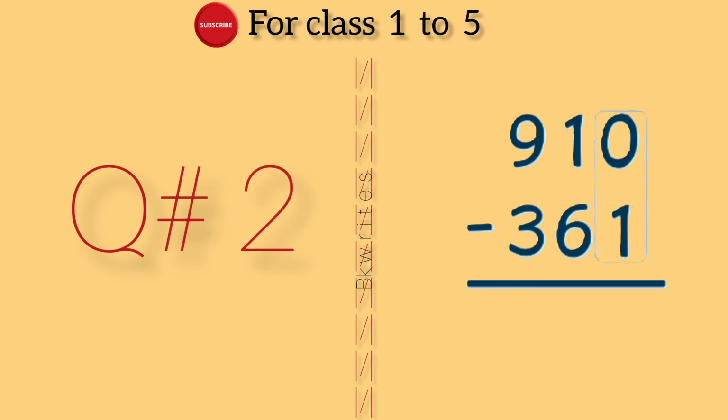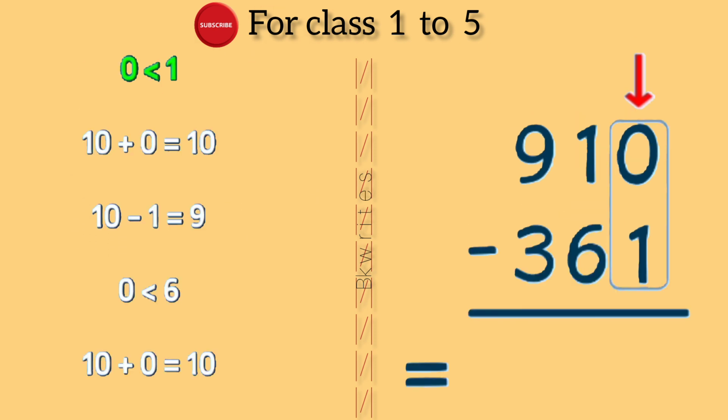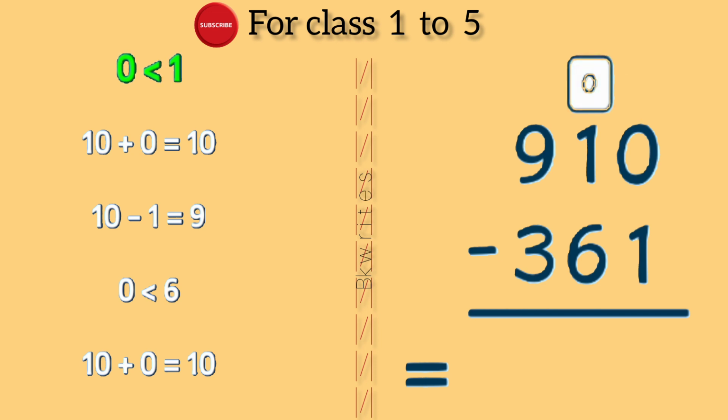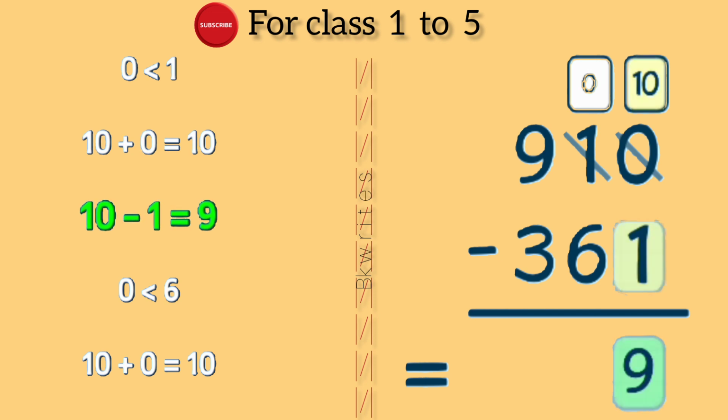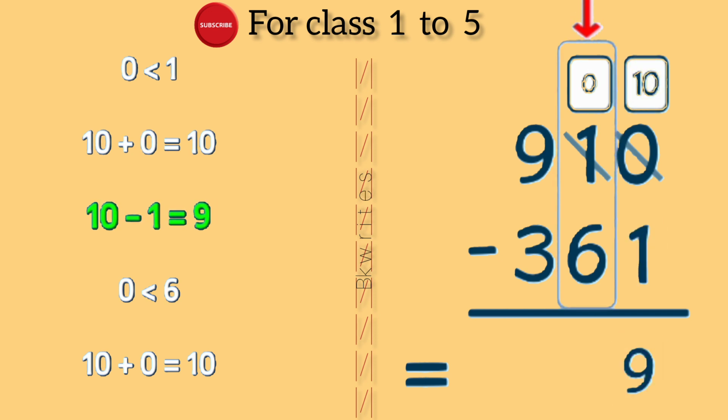Question number 2. 910 minus 361, and 0 is less than 1. We get 1 from next digit, and 0 becomes 10. 10 minus 1 is equal to 9, and 0 is less than 6.